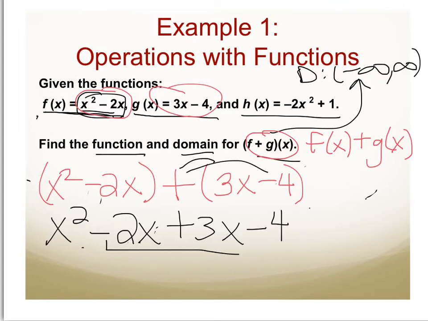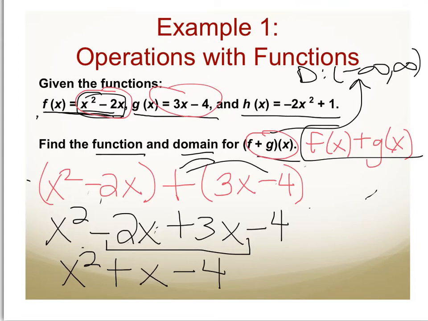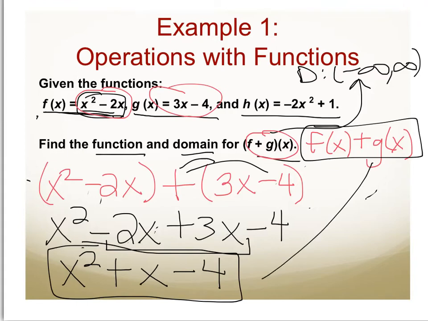Now, combining like terms, I'm going to get x squared. Negative 2x plus 3x is just positive 1x. And then I have minus 4 at the end. So f of x plus g of x is equal to x squared plus x minus 4. And that is your function, the sum of f of x plus g of x. And like we said, the domain is going to be negative infinity to positive infinity.